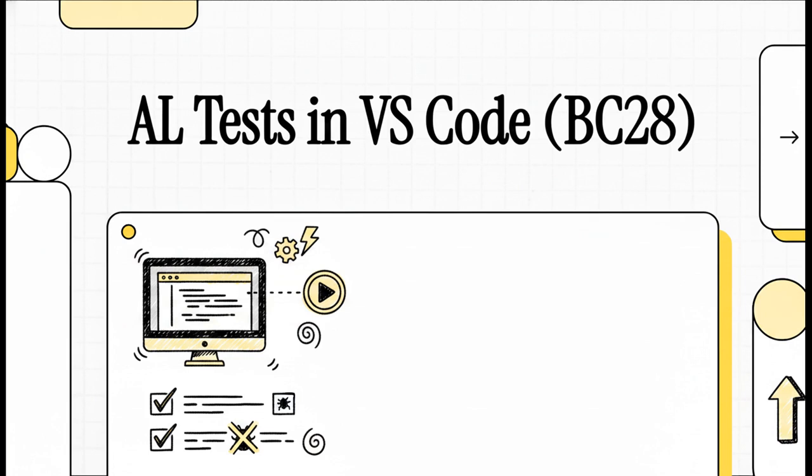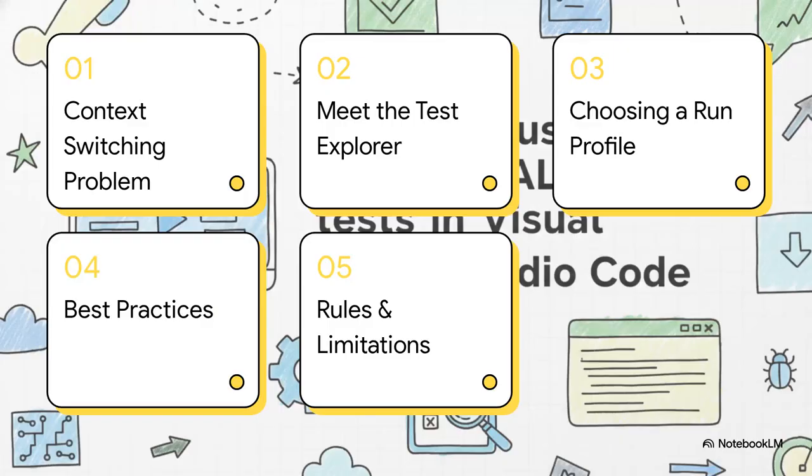Think of me as your mentor today, guiding you through this, because honestly, mastering this integration right now is going to make your daily coding life so much smoother. All right, let's quickly look at our game plan for this explainer. We'll start with the context switching problem, then meet the test explorer, figure out choosing a run profile, talk about best practices in automation, and wrap up with the crucial rules and limitations you definitely need to know.